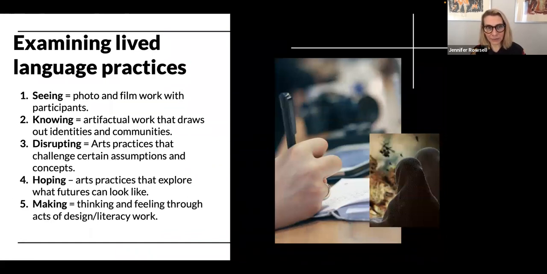And so we examined these lived literacies. We enacted the lived literacy approach by doing seeing work through photo, film work with participants and written narratives alongside that. Knowing, we did artifactual work about artifacts that they value and what that resurrects about ways of knowing about their old communities, their homes versus Canada as a new home. Disrupting, using arts practices to think about assumptions, often tied to previous cultures and assumptions within those cultures, within an open safe space. Hoping, arts practice that explore what futures might look like, and then making and using design work to think about literacy.